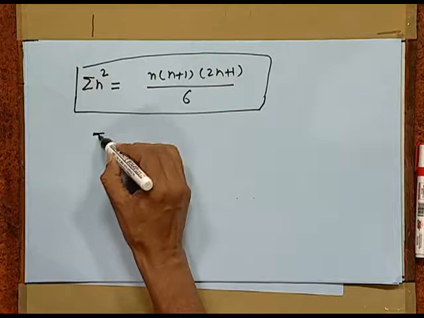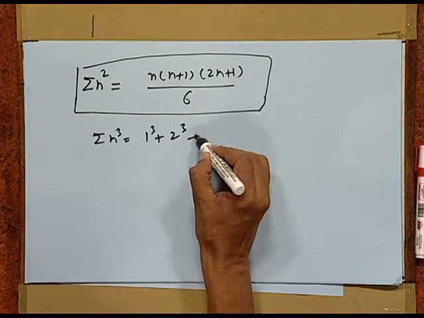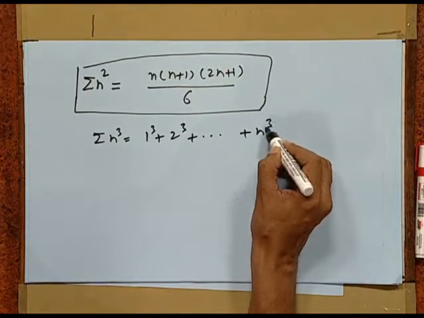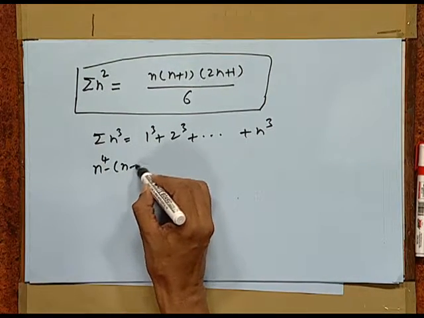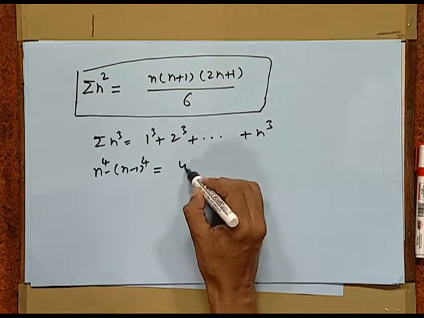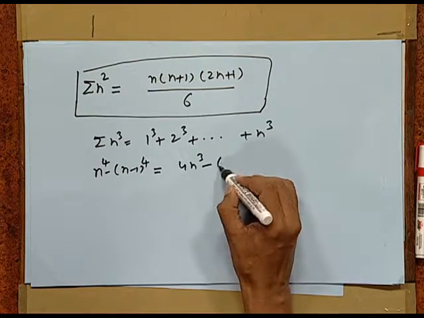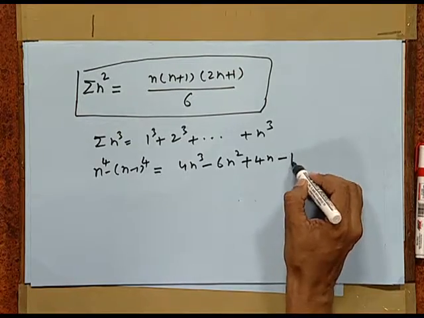That is, we want sigma n cube, which is actually 1 cube plus 2 cube and so on up to n cube. Now, our procedure is similar to what we did for the previous case. In previous case, we started with n cube minus n minus 1 cube. Now, we take n raised to power 4 minus n minus 1 raised to power 4. This is 4 n cube minus 6 n square plus 4 n minus 1.